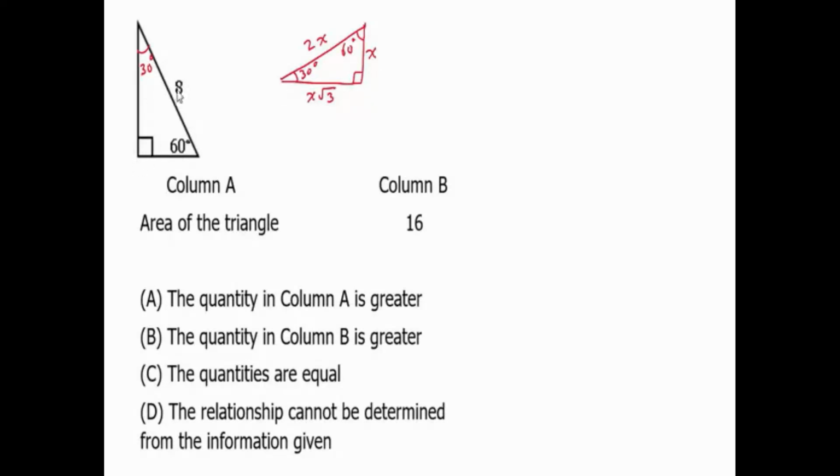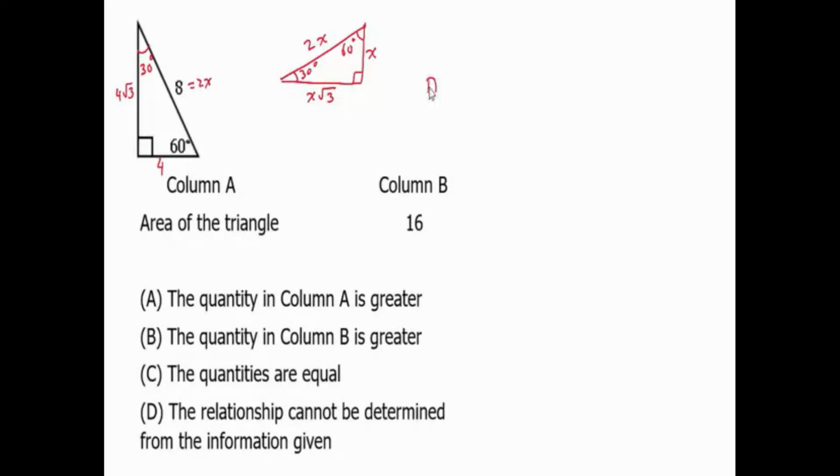Now, in this triangle, it's given that the hypotenuse is 8. Therefore, we could say that 2x is equal to 8. So then what's x? x is 4. x is the side opposite the 30 degrees. Therefore, this length is going to be 4. And the side opposite the 60 degrees is x times square root 3, so that's going to be 4 times square root 3. Now we know the base and the height of the triangle, so we can find its area.